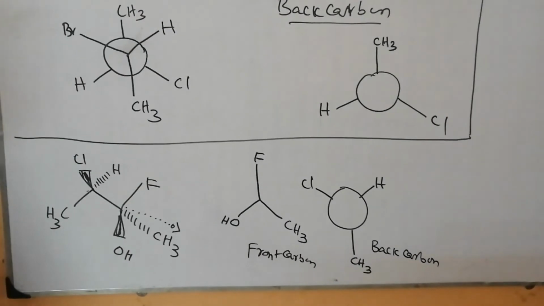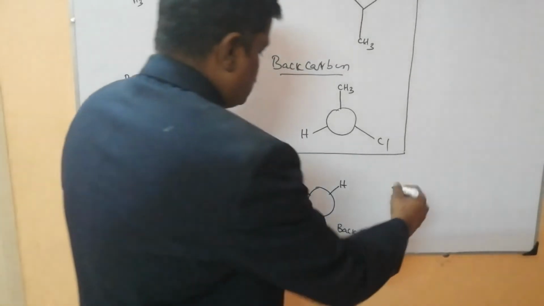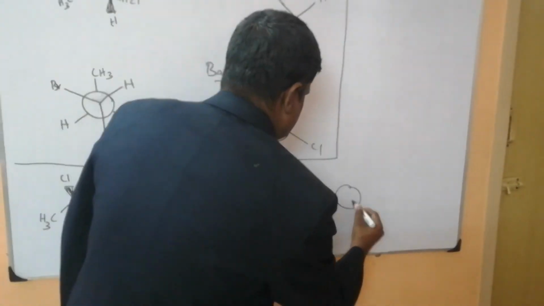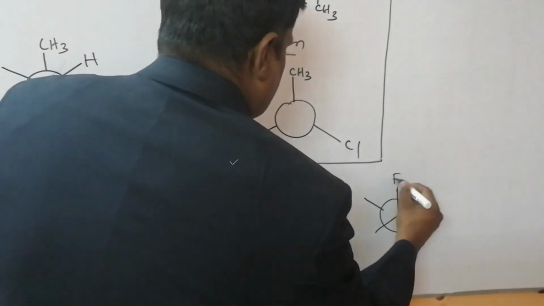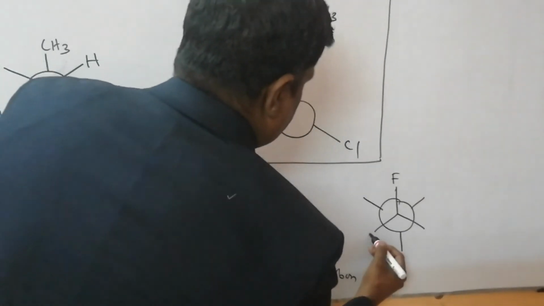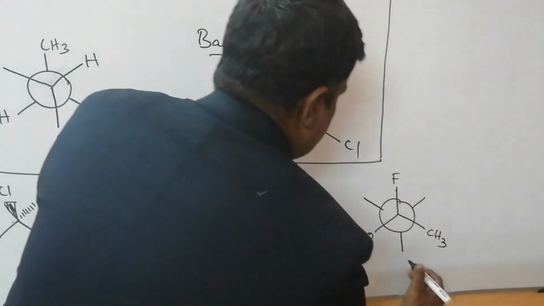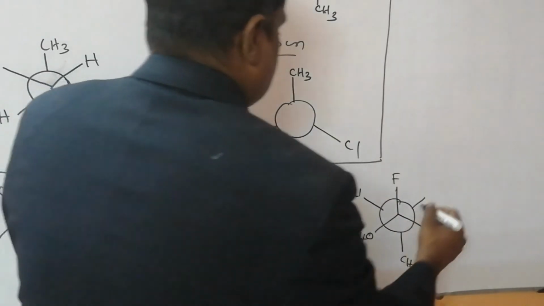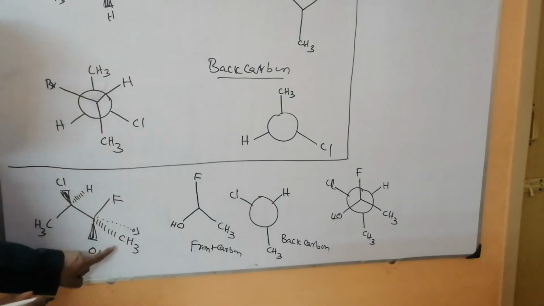Now next you have to merge these two. How do you merge? Like this. You put it like this. First you write the front carbon, the fluorine on the top, and this OH is here, and this methyl is here, and the back carbon, this is CH3, the chlorine is here, and now we have completed. So this is the Newman projection of this compound from this angle.